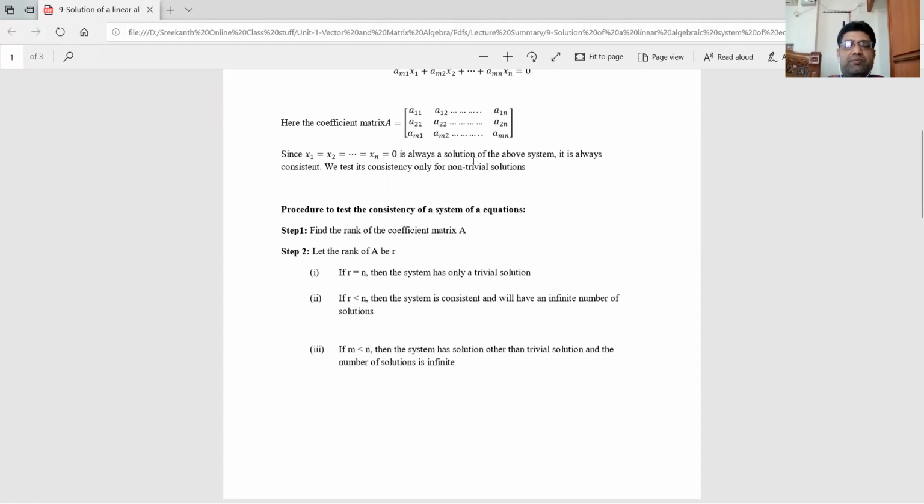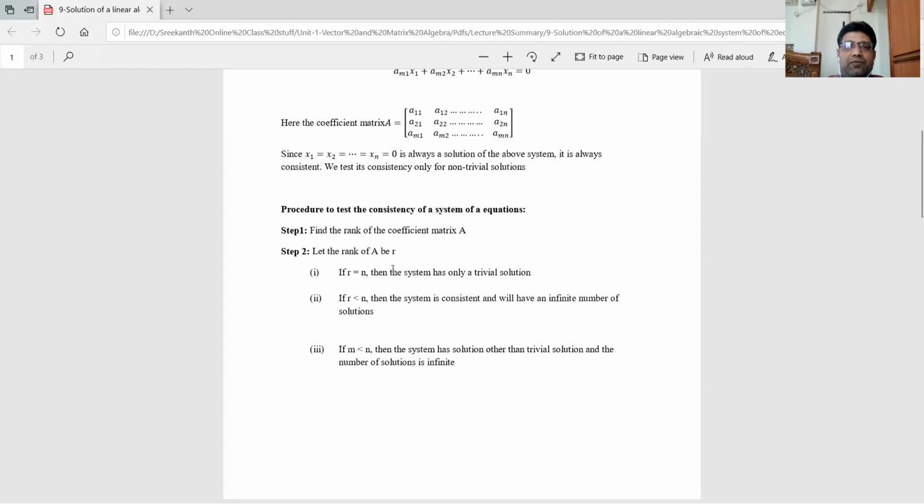For that, we have to follow two simple steps. The first step is to find the rank of the coefficient matrix A. Next, step 2. We calculated the rank of the coefficient matrix and got some value. Let that rank be r. Now, we'll check these three conditions.